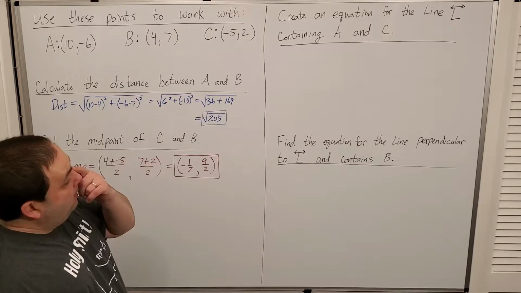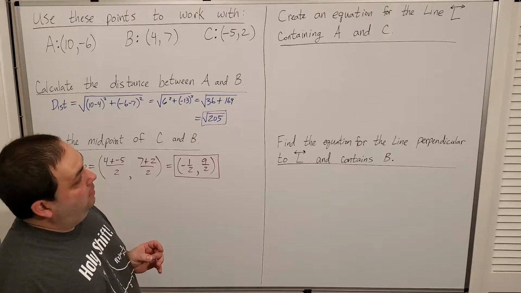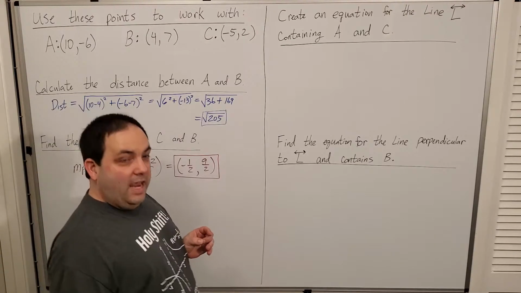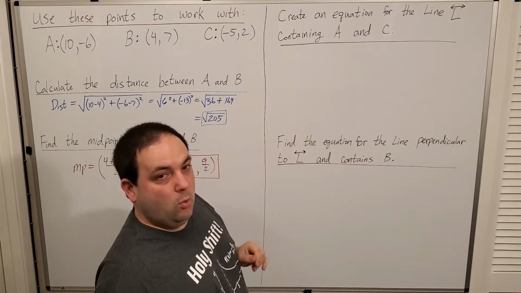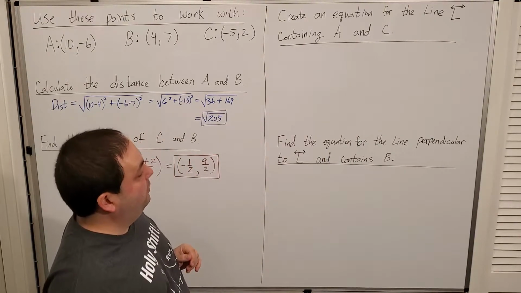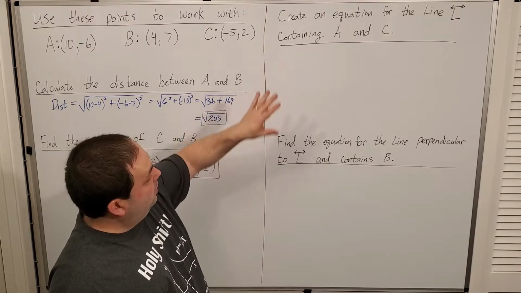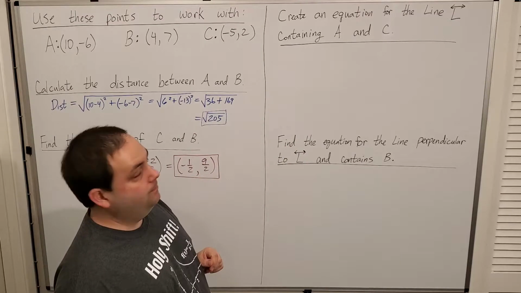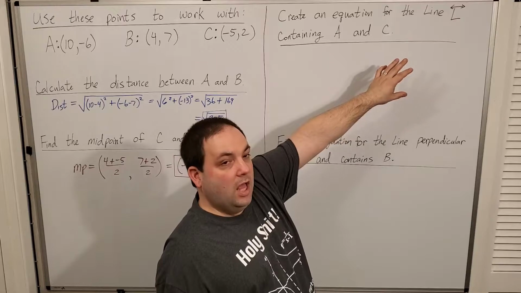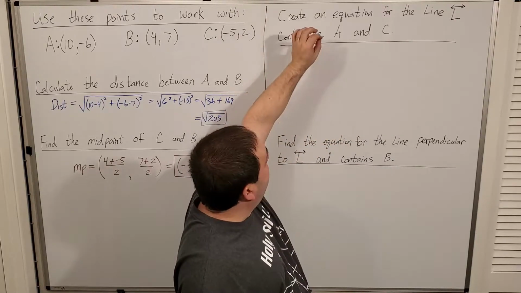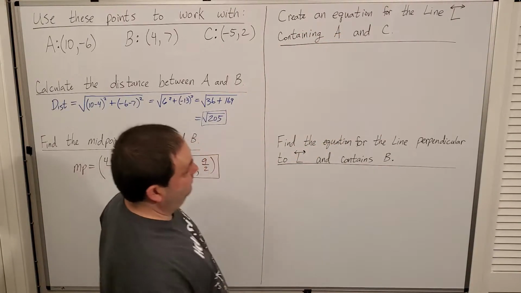Next, create an equation for the line L. Now that's important that I've named the line. I've actually named a line L. You don't always see that in the algebraic stuff that we do. That's because we're going to reference that line later on, so keep that in mind. So I'm creating an equation for line L containing the points A and C.